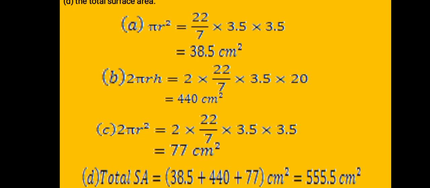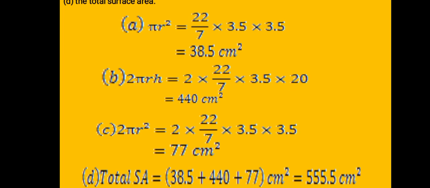Now, the area of a circular base of a cylinder is taken as pi r squared. So we have 22/7 multiplied by 3.5 squared, we get 38.5 centimeters squared. Now the area of the curved surface of a cylinder is taken as 2 pi r h. So we have 2 multiplied by 22/7 multiplied by 3.5 multiplied by 20, and we get 440 centimeter squared.